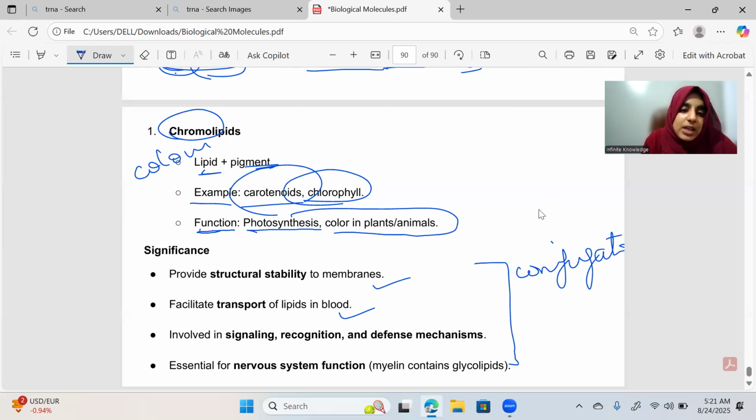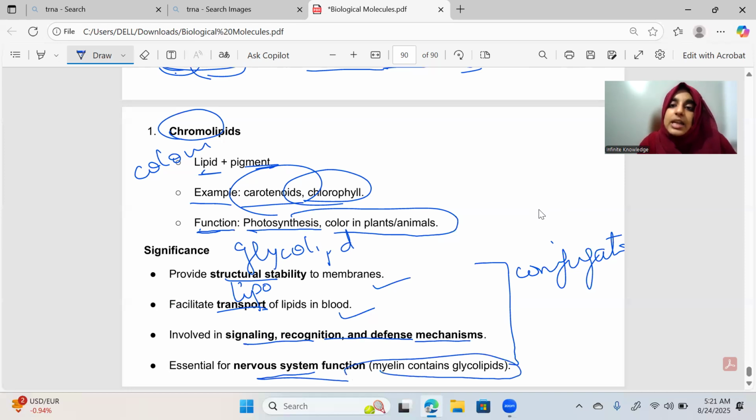This is just a summary of the whole topic which we just studied. It helps in transport. Which one helps in transport? It is basically the lipoprotein. Structural stability is basically the glycolipids, which form part of the cell membrane. Then we have signaling, recognition and defense mechanisms. It helps in nervous system function. For example, the myelin sheath contains glycolipids as well. So these are some of the MCQ points which you need to remember.